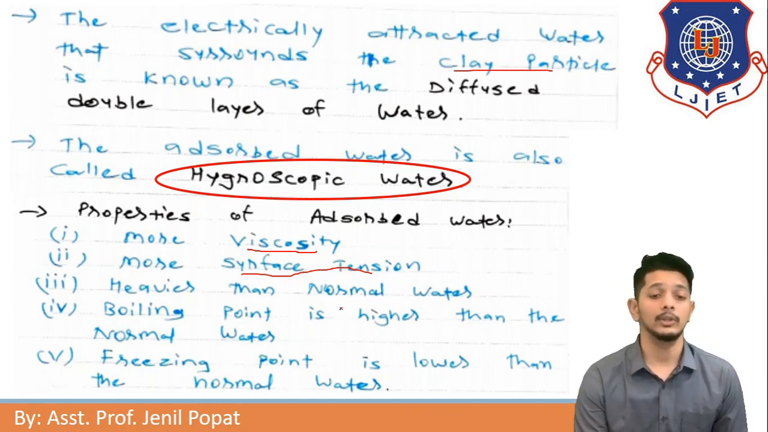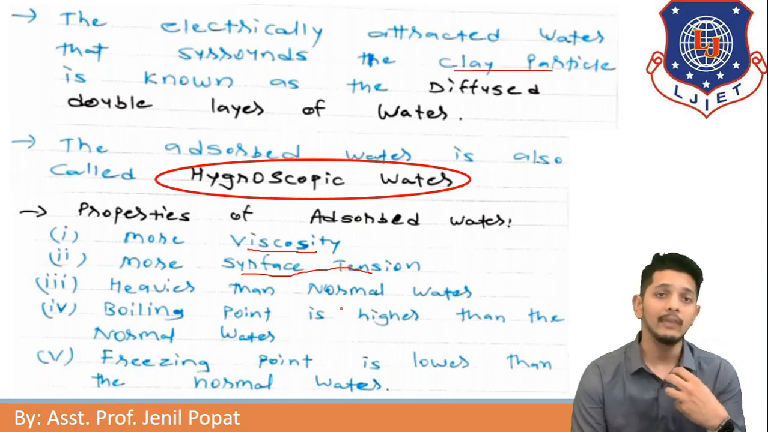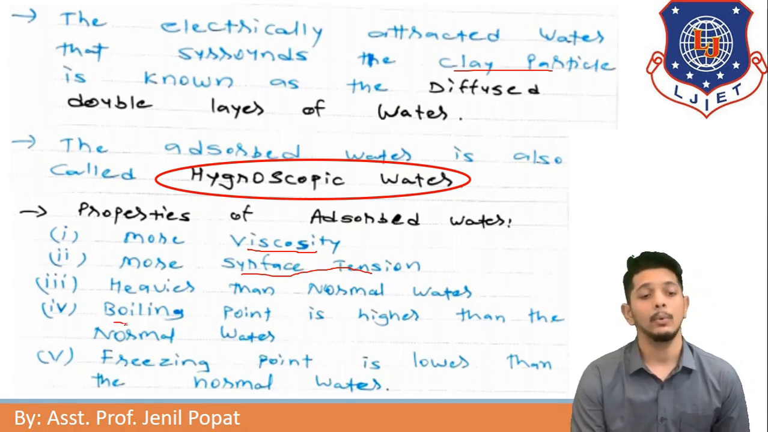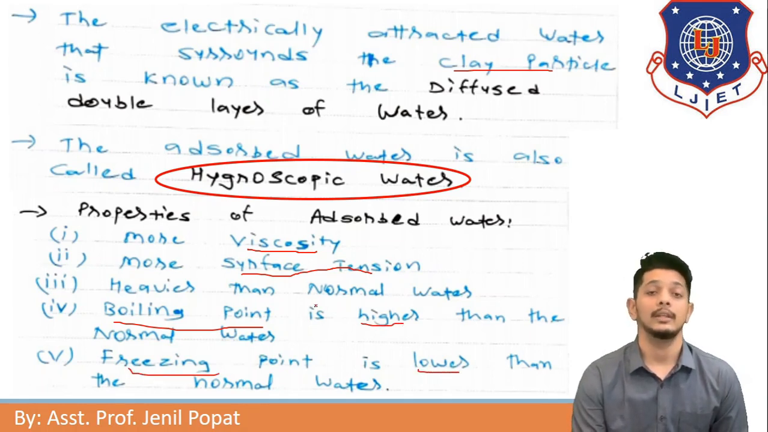Heavier than normal water. So adsorbed water is heavier in weight than normal water. Boiling point is higher than normal water and freezing point is lower than normal water. So these were the properties of adsorbed water.